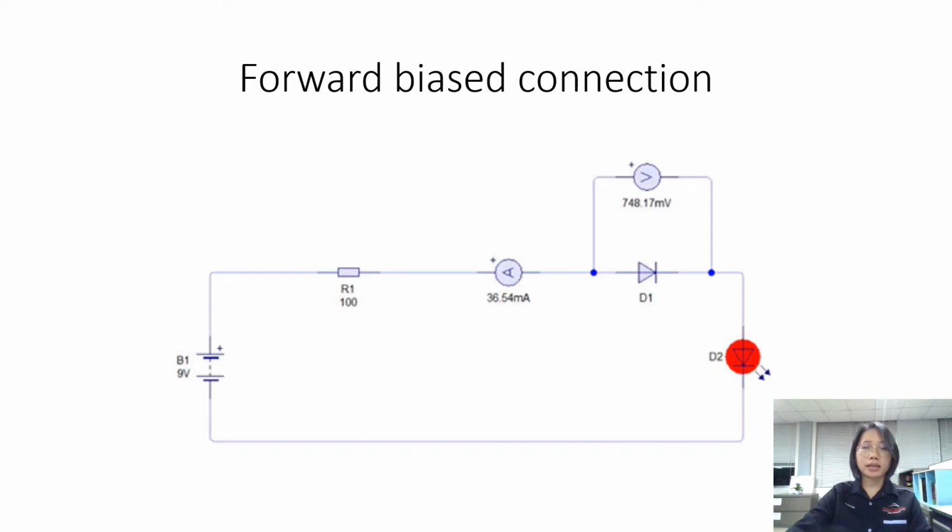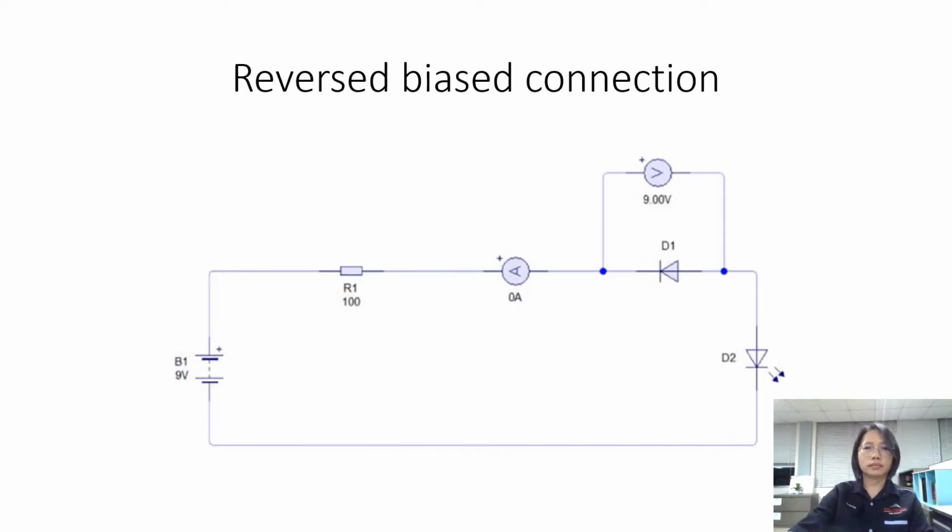In forward bias connection, the cathode connected to the positive terminal of the battery, whereby the anode connected to the negative terminal of the battery. In reverse bias connection, the positive terminal of the battery connected to the anode, whereby the cathode connected to the negative terminal of the battery.